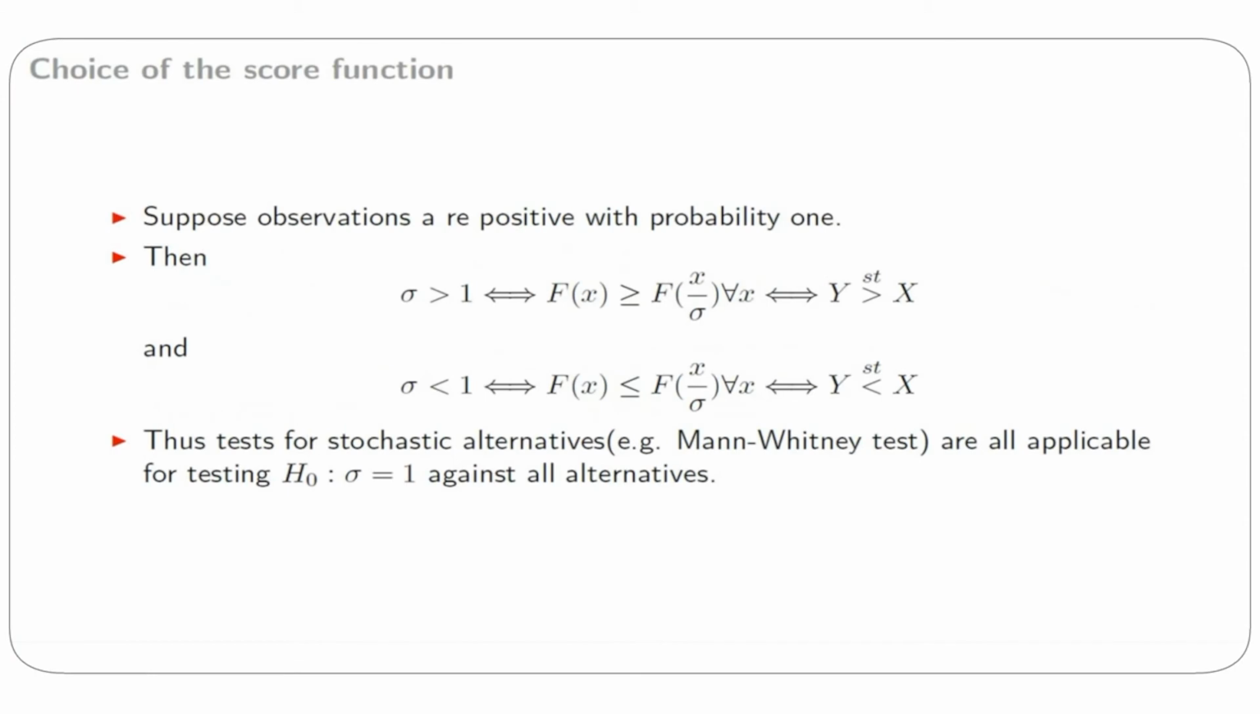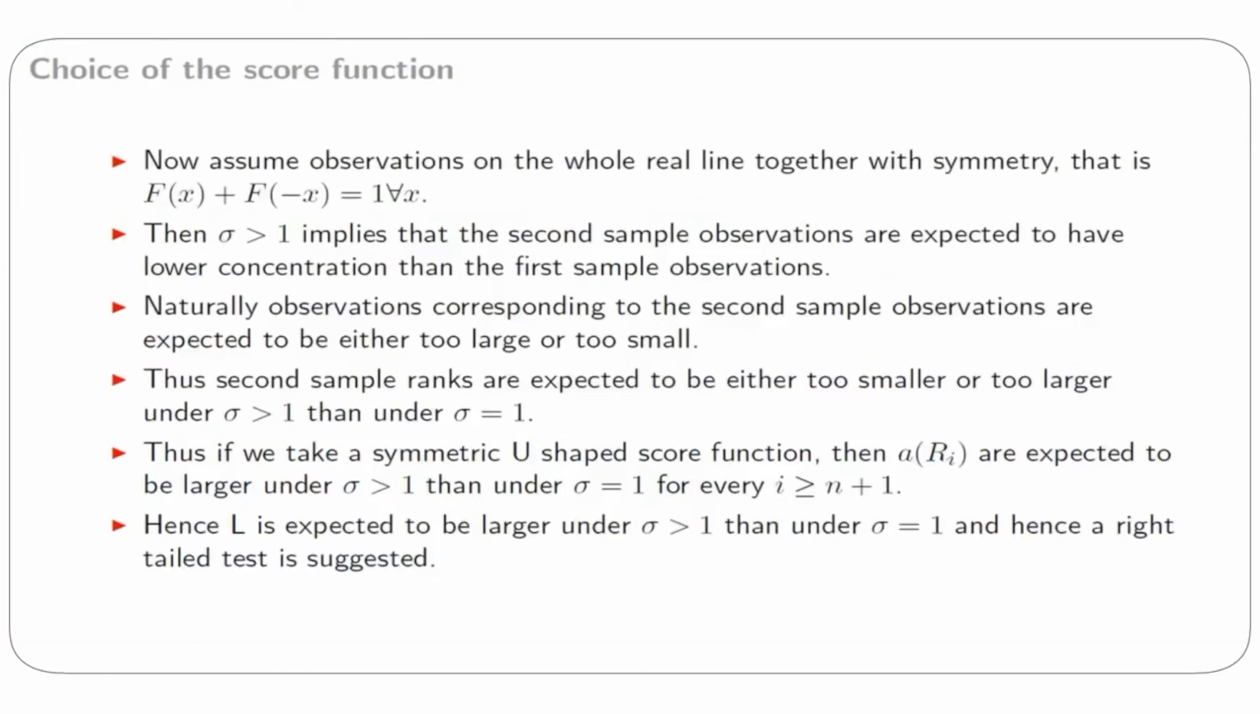Now, we shall discuss the choice of score function. Suppose observations are positive with probability 1. Then sigma greater than 1 implies and is implied by F(x) greater than or equal to F(x/sigma) for all x, which again implies and is implied by Y being stochastically larger than X. And similarly, if sigma less than 1, then this implies and is implied by Y being stochastically smaller than X. Thus, tests for stochastic alternatives, as for example the Mann Whitney test, are all applicable for testing sigma equal to 1 against all alternatives.